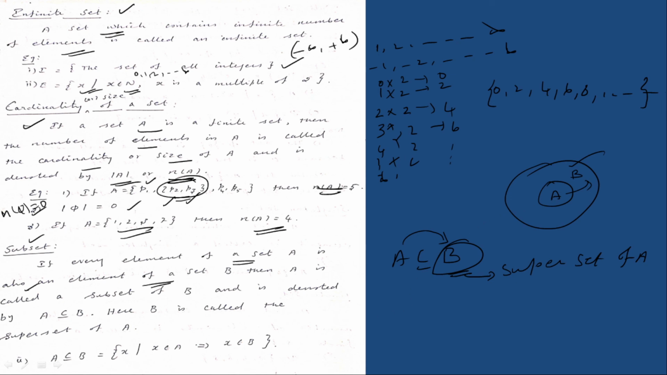You can write in set builder form: A is a subset of B as the set of all x such that x belongs to A implies x belongs to B. That is, if an element exists in A, then it is also an element in B. That is the meaning.